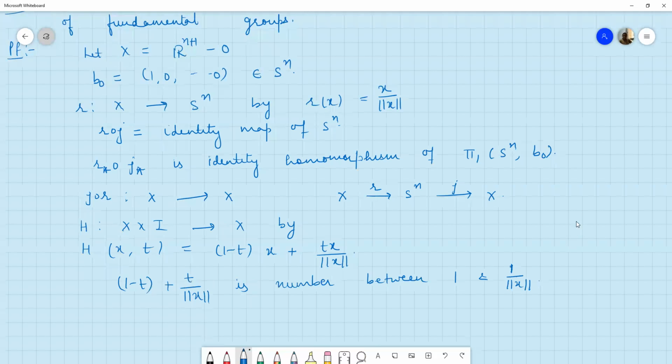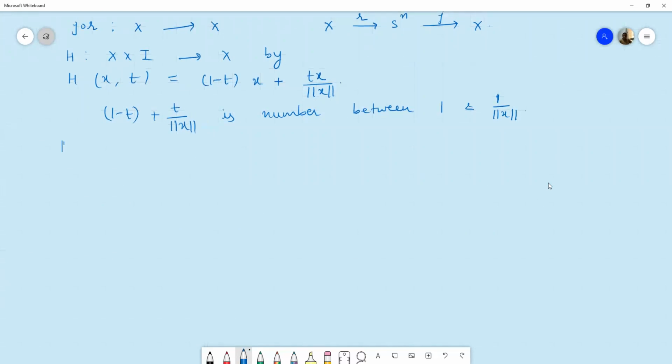And we know the norm of B naught, because we have assumed the point B naught is (1, 0, 0, 0), so the norm of B naught is 1. And H(B naught, t) is equal to (1 minus t) into B naught plus t into B naught divided by norm of B naught, and since the norm of B naught is 1, this is simply equal to B naught. So we can see here that this H is a homotopy between J circle R and the identity map, and this is a homotopy under which the point B naught remains fixed throughout the homotopy.